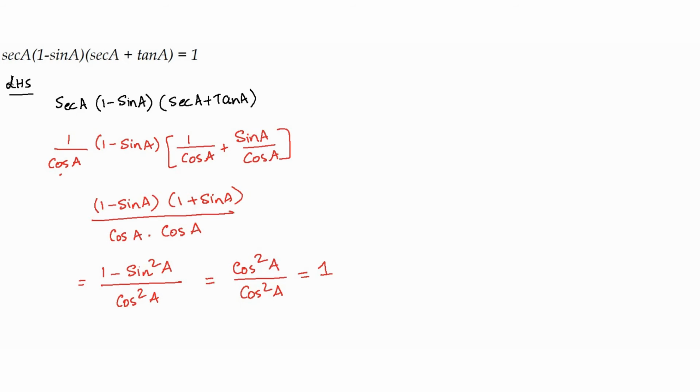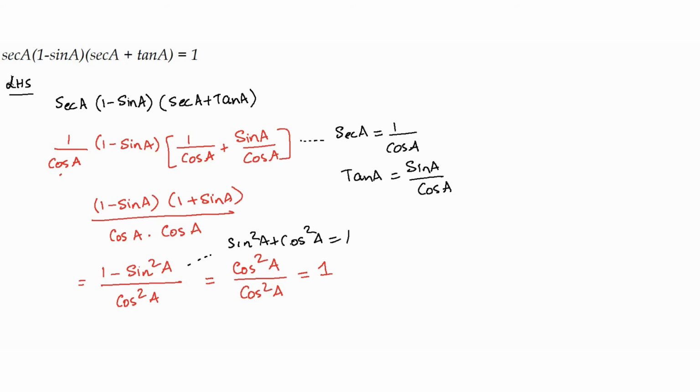What were the different identities used here? I believe while writing the answer, I should note down that sec A was 1 upon cos A, then tan A was sin A upon cos A, and then the A plus B, A minus B identity was used, and here I used sin square A plus cos square A is equal to 1. So these would be the different identities that I would be writing when I write the answer.